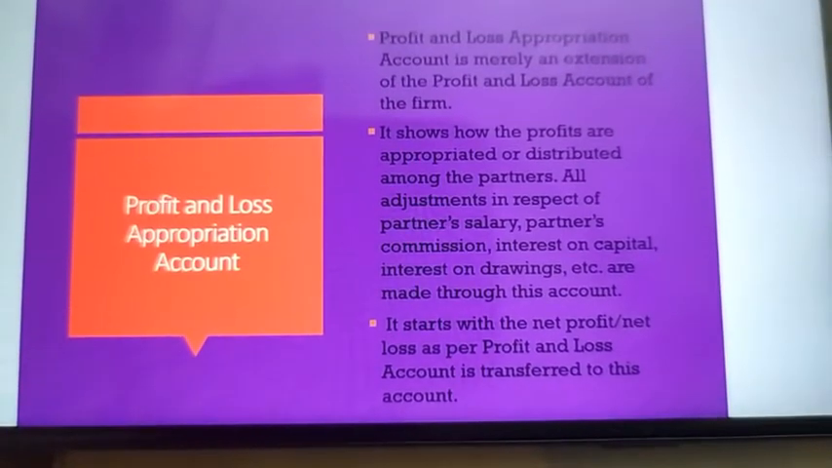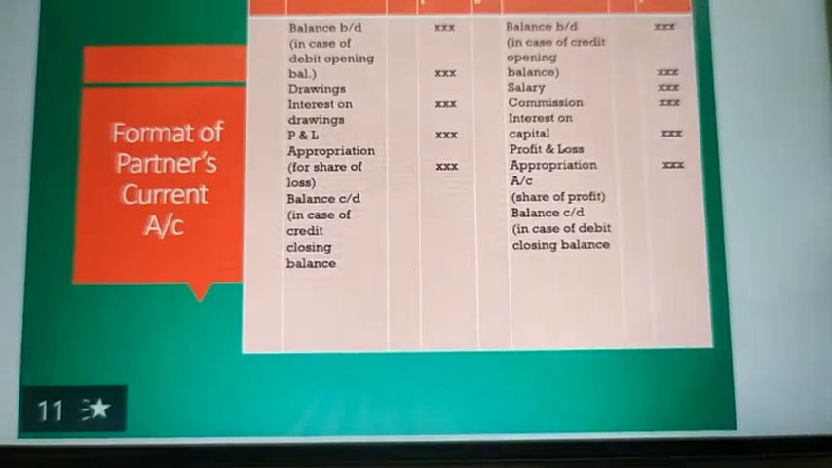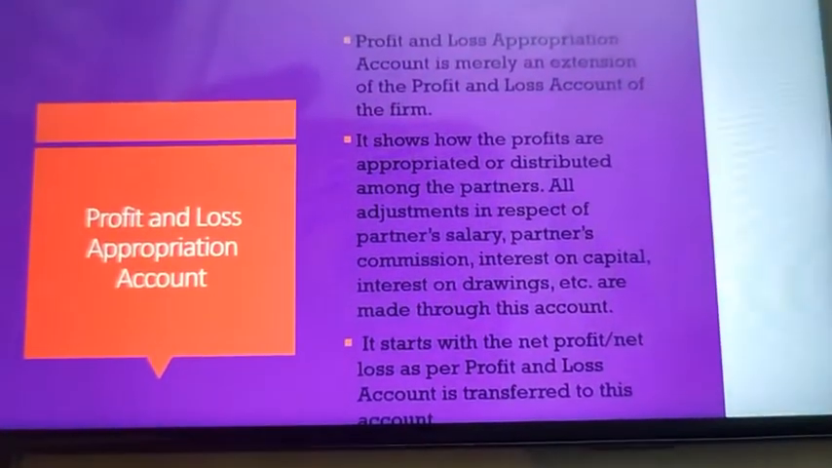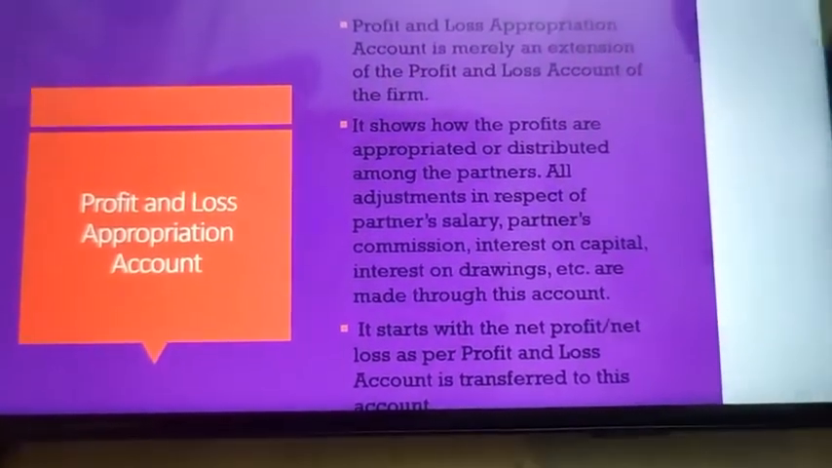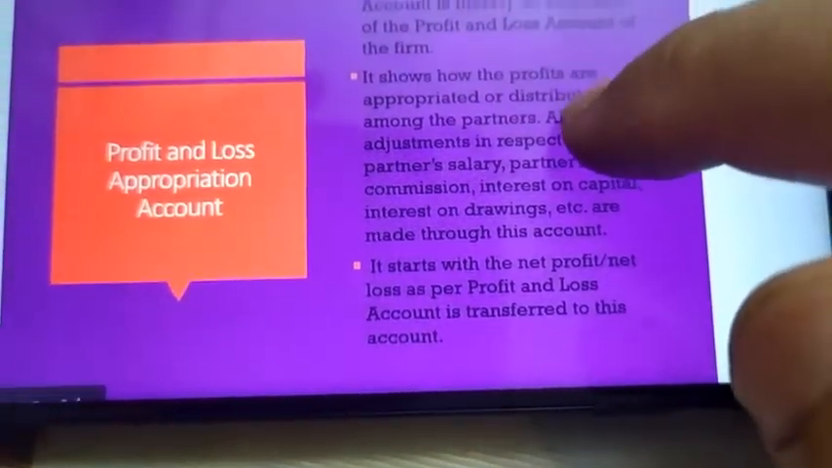And the points relating to appropriation of profit must be indicated in the partnership deed. So as per the agreement in the partnership deed, the appropriation of profit will be done in the profit and loss appropriation account.